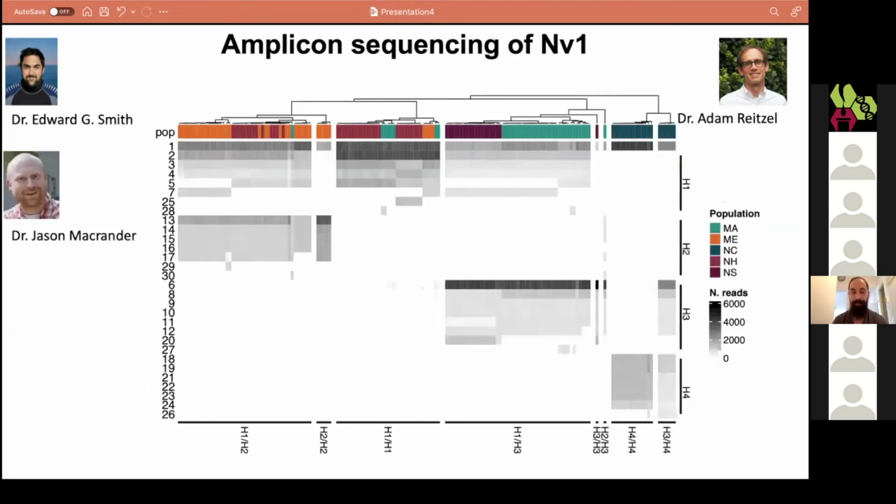We then wanted to further explore the sequence diversity of NV1, and Jason, Ed, and Adam performed amplicon sequencing of NV1 at both the CDS and genomic level and found 30 different variants. When they performed hierarchical clustering, it shows that there are clearly 4 distinct core haplotypes. And besides variant 1 that is found in all 4 haplotypes, specific paralogs of NV1 are restricted to a given haplotype.